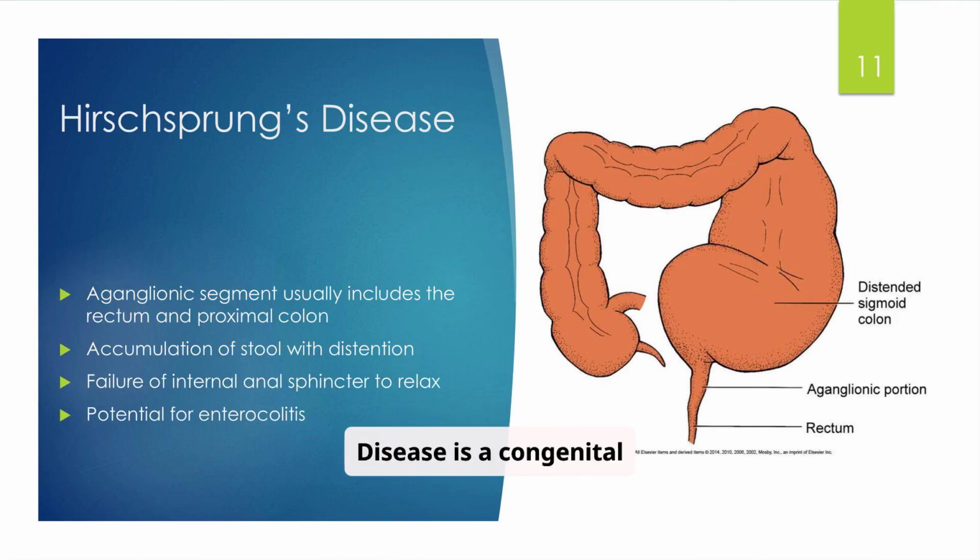Hirschsprung's disease is a congenital anomaly where a segment of the colon lacks ganglion cells, typically involving the rectum and proximal colon. This aganglionic segment cannot relax, leading to an accumulation of stool and distension of the bowel proximal to the affected area. A key feature is the failure of the internal anal sphincter to relax, and there is a potential risk for enterocolitis. Without those ganglion cells, the bowel can't relax to let stool pass, leading to megacolon.